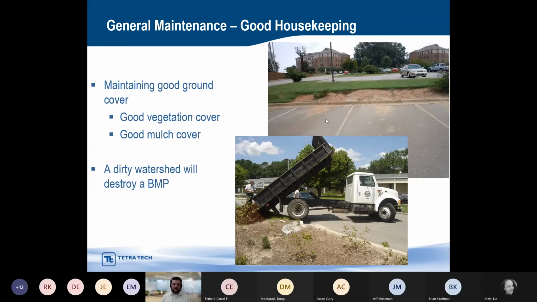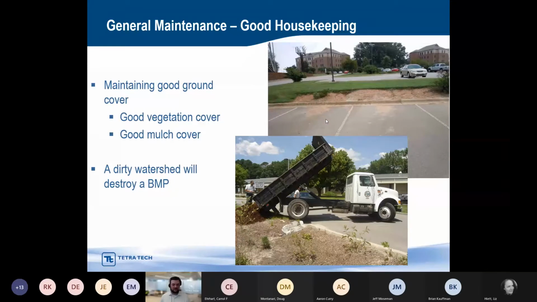And so if we can keep the sediment out of those BMPs, then we won't have to do that quite as often. And so that means keeping good ground cover, keeping the vegetation so that the area draining to the BMPs is stabilized, and keeping that good mulch cover so that the sediment is not washing off into and clogging our BMPs.